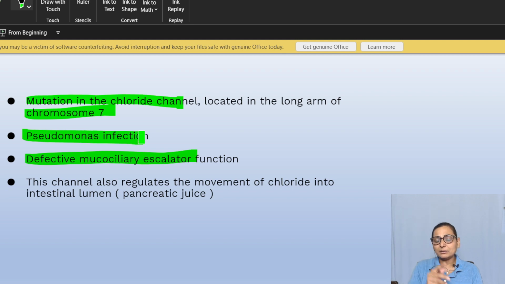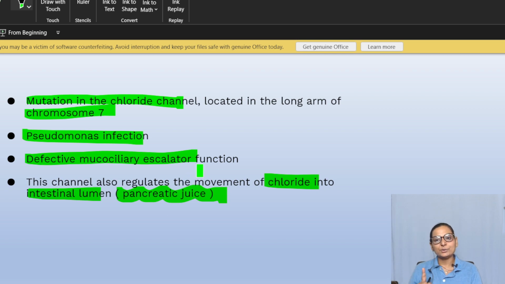Whenever you are remembering the chloride channel, that is your CFTR, remember that apart from the respiratory tract, this channel is also involved in the movement of chloride ions into the intestinal lumen when you consider the pancreatic juice. So this CFTR channel is studied in your respiratory physiology as well as in your GIT, pancreatic secretion.